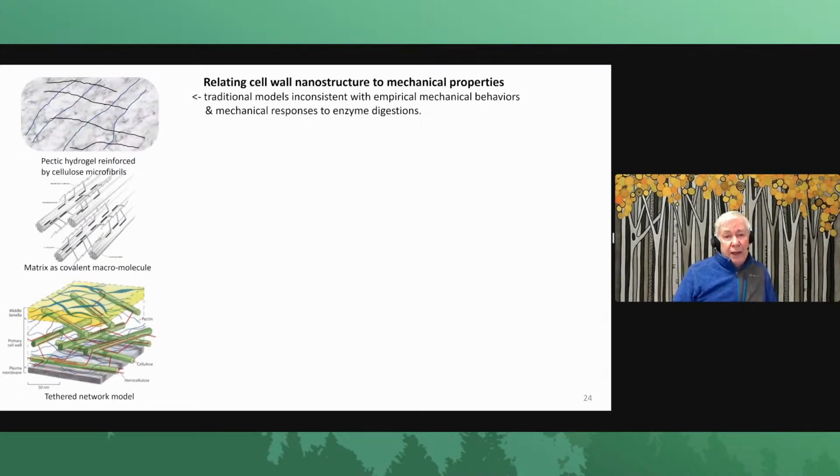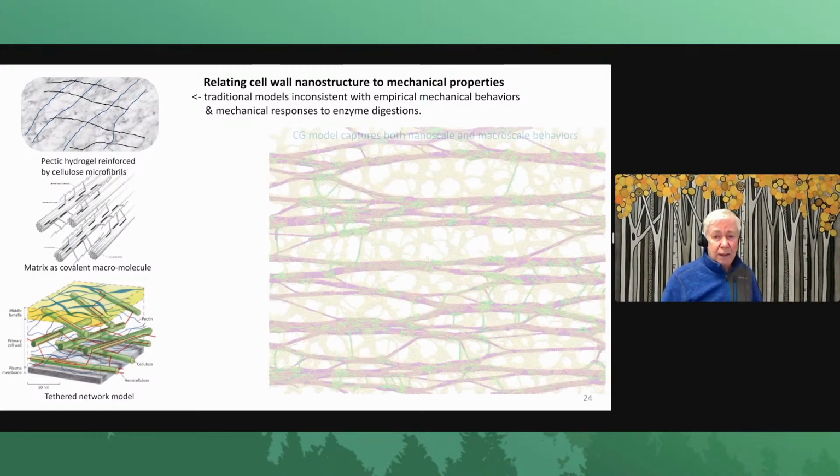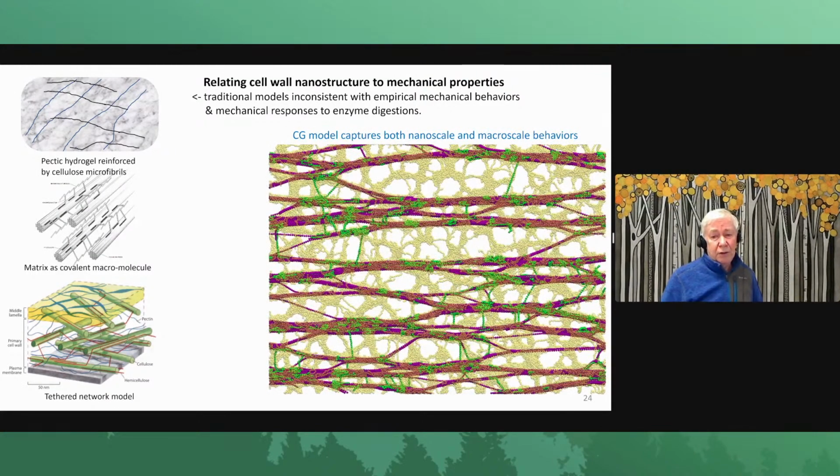All right, so winding down now. I think these traditional models of the primary cell wall are inconsistent with empirical mechanical behaviors, and also inconsistent with the mechanical responses of those walls to enzyme digestions. In contrast, the coarse grain model shows behavior that looks to be consistent with those sorts of behaviors, and it captures both the nanoscale behaviors of microfibrils, which in part have been confirmed empirically with AFM imaging, for example, and also the macro scale behavior, the stress strain behaviors of the cell wall.